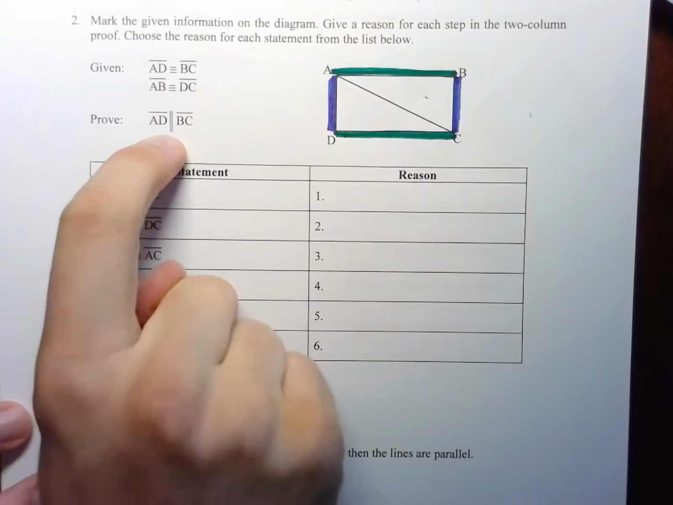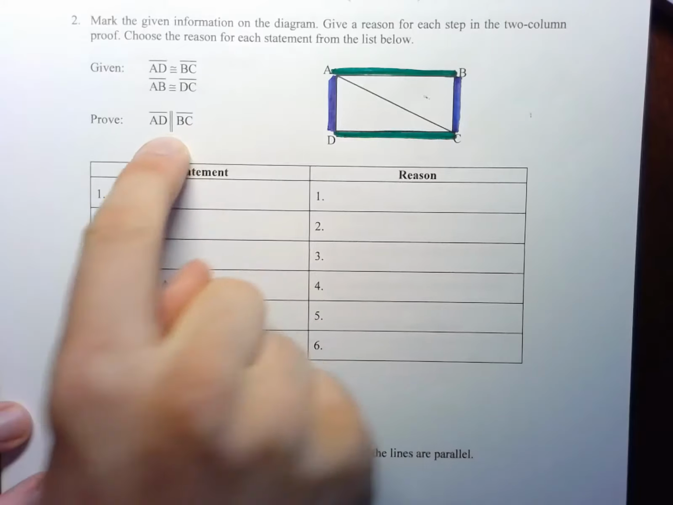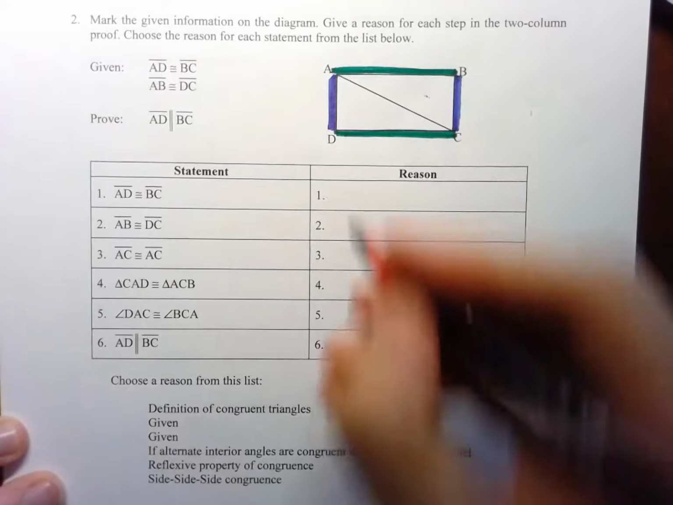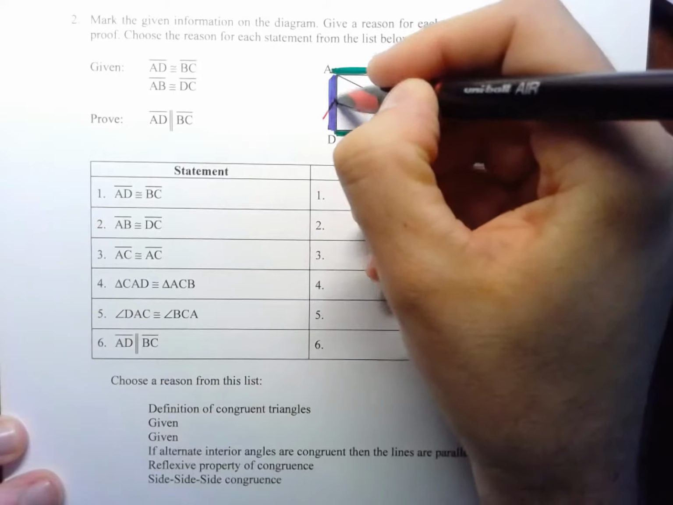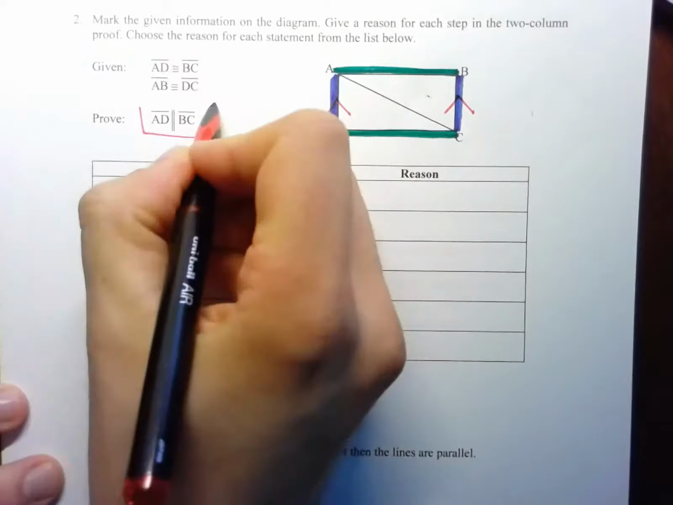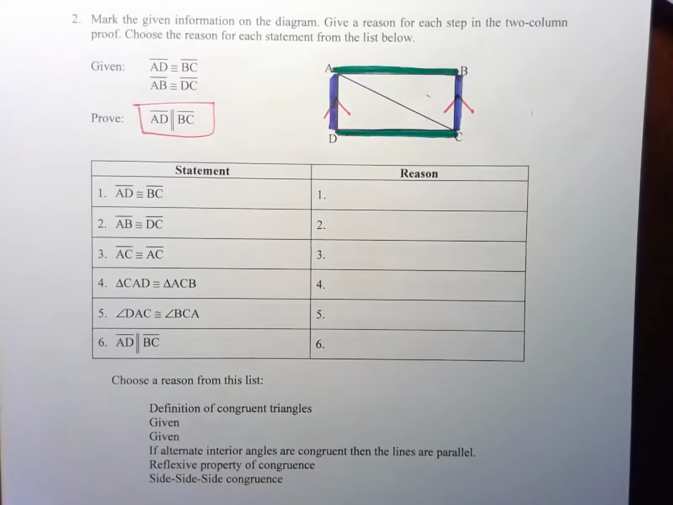Well, we're trying to show that AD is parallel to BC. So we're trying to show that AD is parallel to BC. That's what we're trying to show. That'll be in our red statement. Okay, I'll do that always in red.